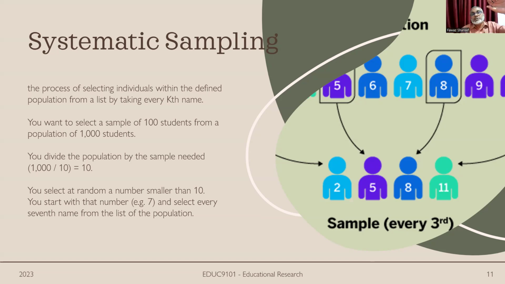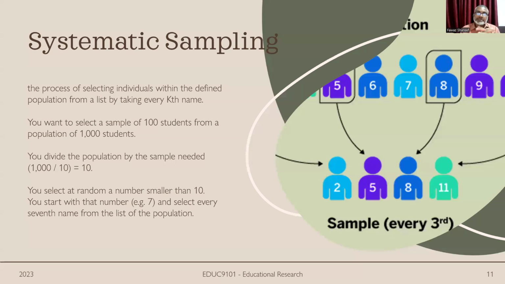So if you decide 2, then the next person selected should be 2 plus 3, that means 5, and then the next person should be 5 plus 3, and so on. So that will be 2, then 5, then 8, then 11, then 14, and so on. If you decide to take 1, then it will be 1, then 4, 7, then 10, then 13. If you decide 3, then it will be 3, 6, then 9, 12, and so on. So that's the order that you will have to follow.